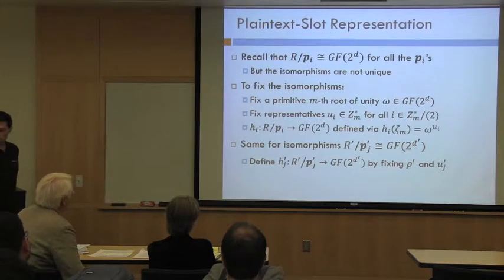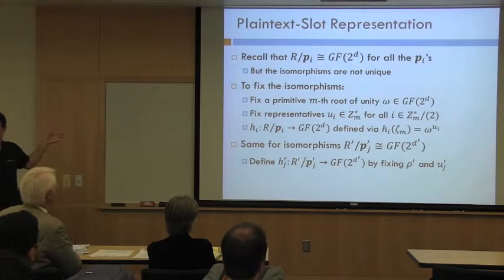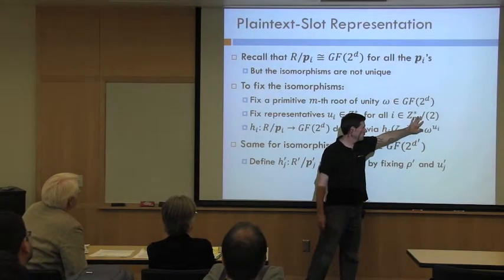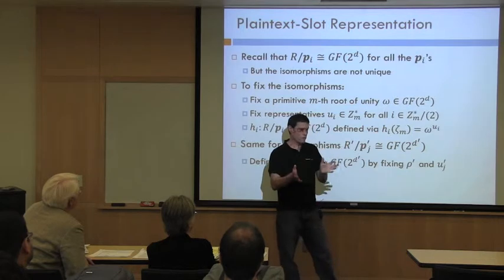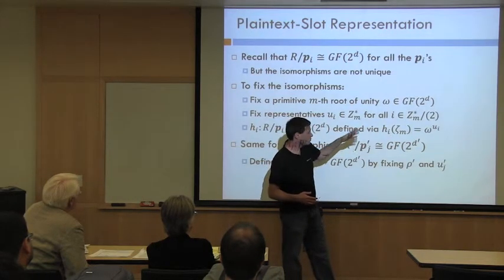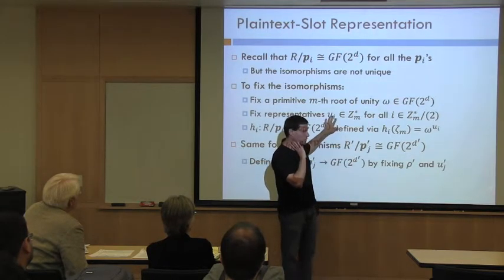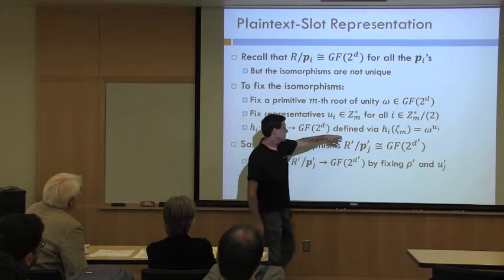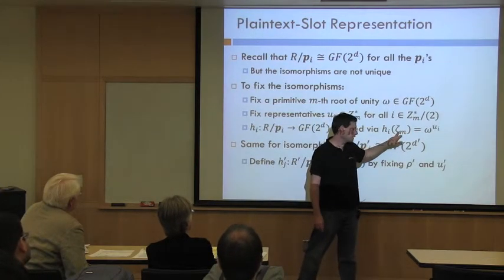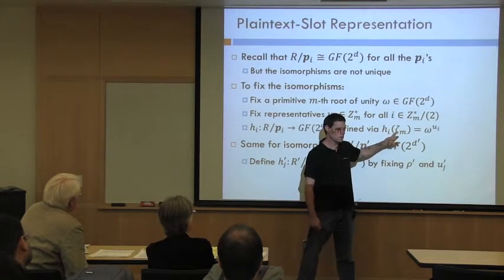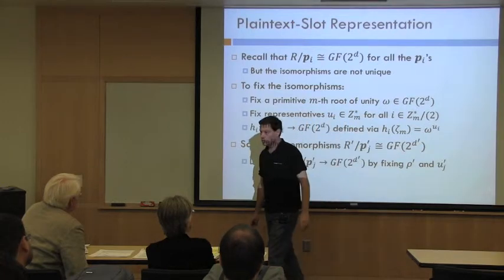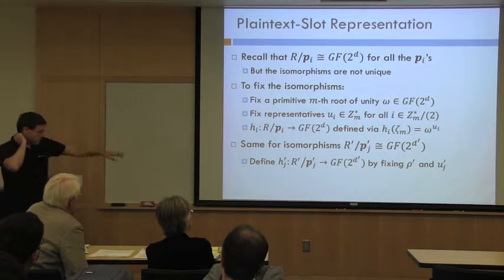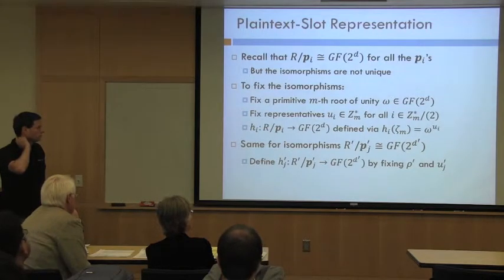And the way we fix this isomorphism is you pick a particular mth root of unity in the finite field, and then for every element in Z_m star over 2 that represents one factor of the cyclotomic mod 2, which represents one prime ideal, you pick a particular representative in Z_m star, and you define the isomorphism as, well, you send the zeta m, which is the abstract mth root of unity in the cyclotomic number field, to omega to the power w_i. And that sends it to be relative to the appropriate factor. And the same thing for the primed version.